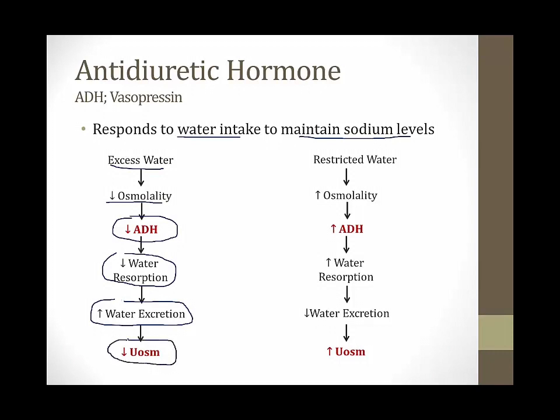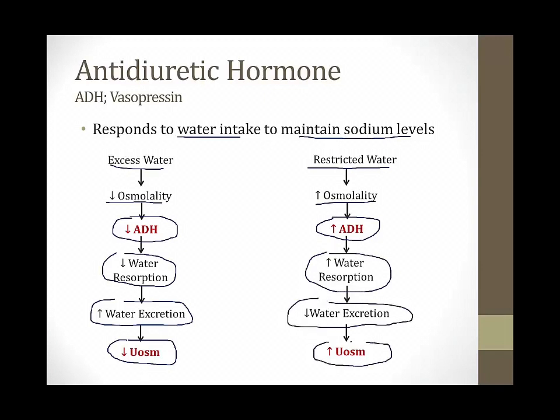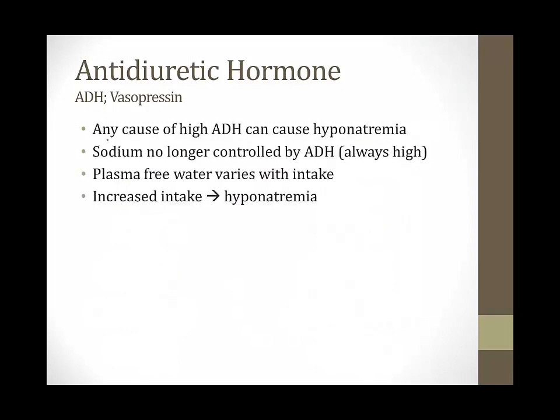And note that I've bolded the change in the ADH level and the change in the urinary osmolality. These are the types of things they like to ask you on your exams. On the other hand, if you restrict the amount of water that you consume, this will raise the plasma osmolality, and the posterior pituitary will respond by increasing the amount of ADH released. This will lead to increased water resorption by the kidneys and less water excretion that will concentrate the urine and raise the urinary osmolality.